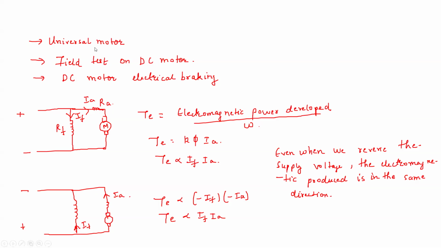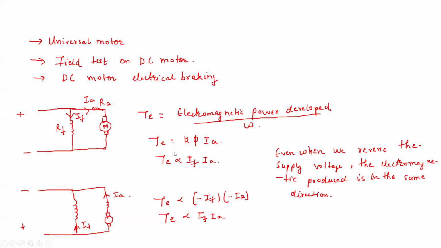That what is a universal motor? And what is the field test? Like how we do Swinburne's and Hopkinson's test, there can be some question on field test. So how to see that, and then there is DC motor electrical braking. I'll be discussing these things because there can be some theory questions on this.